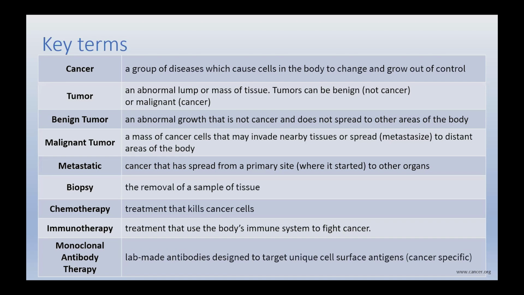Next, another type of cancer-fighting therapy is immunotherapy. Immunotherapy is treatment that uses the body's immune system to fight cancer. Last, monoclonal antibody therapy. These are man-made antibodies designed to target unique, cancer-specific cell surface antigens. The ultimate goal of monoclonal antibody therapy is that it is very targeted to just the tumor cells and not to surrounding healthy tissues.